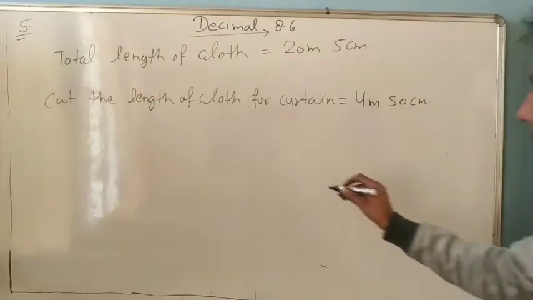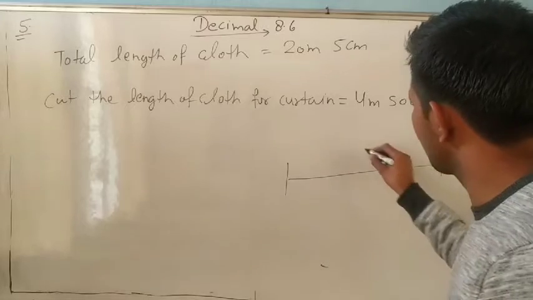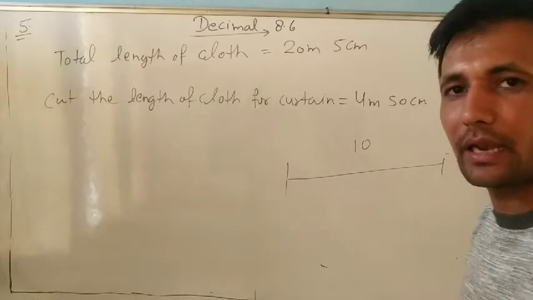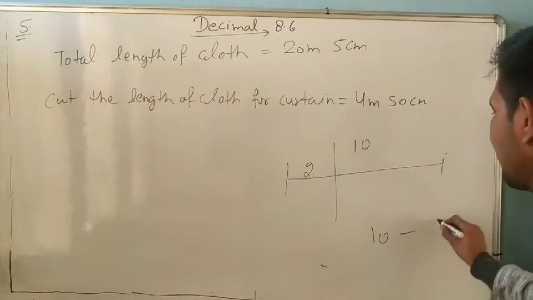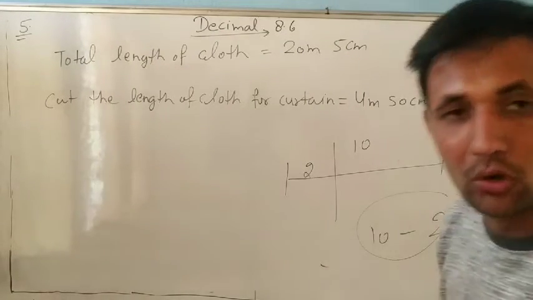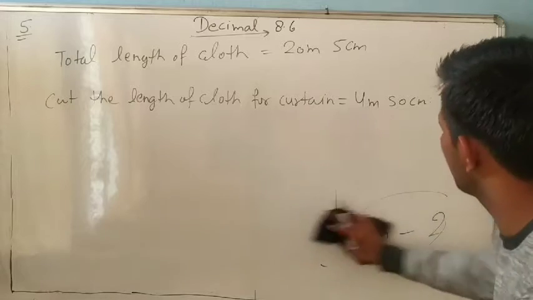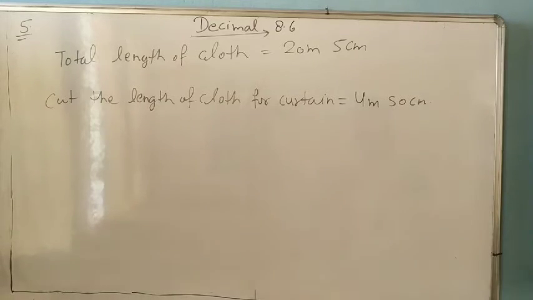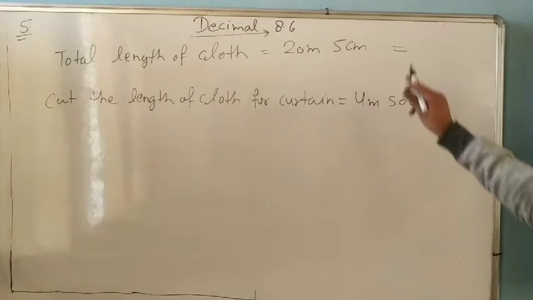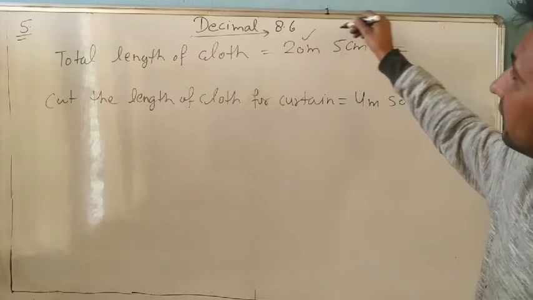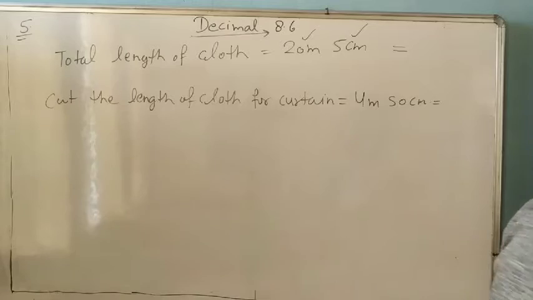Tell me, it is very simple. It is a cloth. Its length is 10 meter, and you cut from here 2 meter. So how much remains? Total minus how much you cut? 10 minus 2, 8. Same as it is. Here we will subtract. But if you want to subtract, first we have to change it. It is meter and centimeter, so either both are in meter or centimeter.